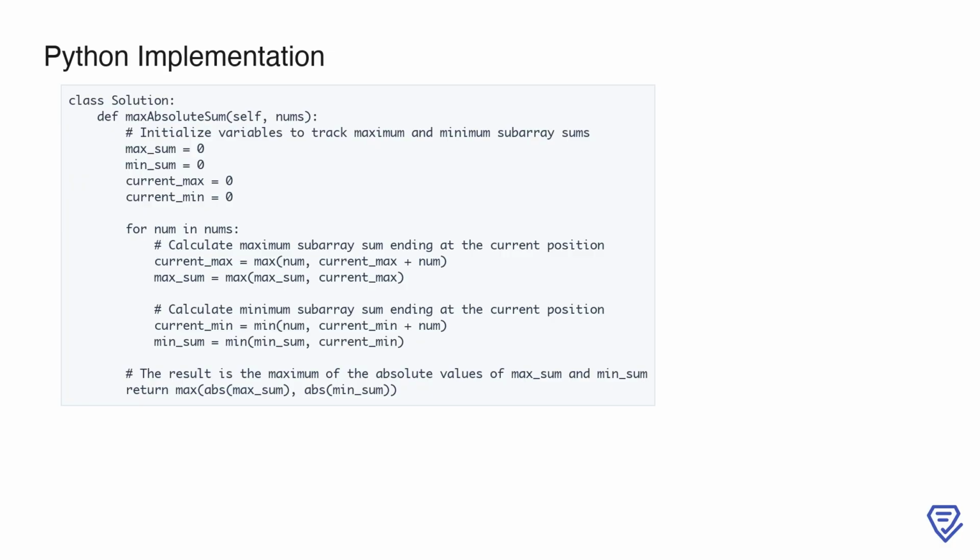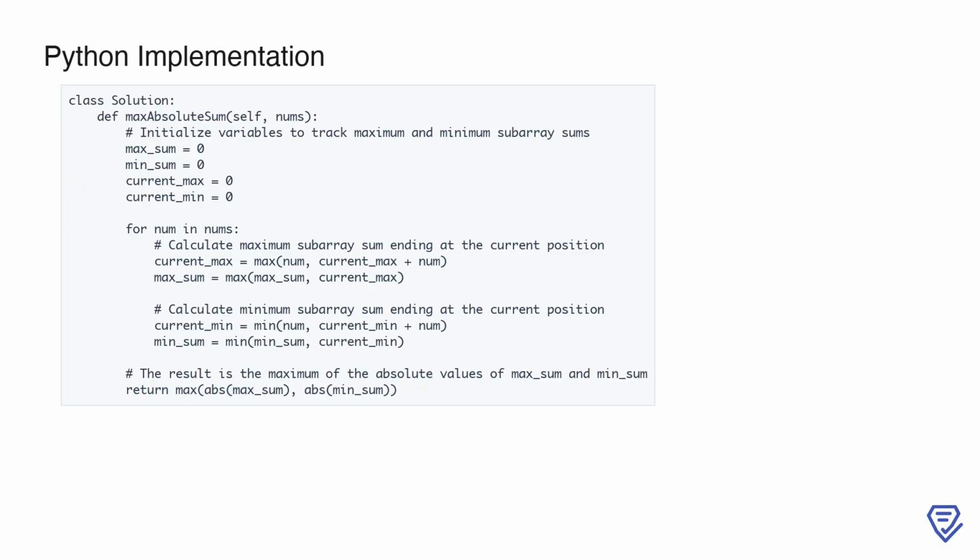Within the loop, for each number in the array, first, we calculate current_max as the maximum of the current number alone or the sum of the current number with the previous maximum subarray sum. This ensures we either start fresh with the current number or extend the existing subarray. Second, we update max_sum to be the largest value between its current value and current_max.